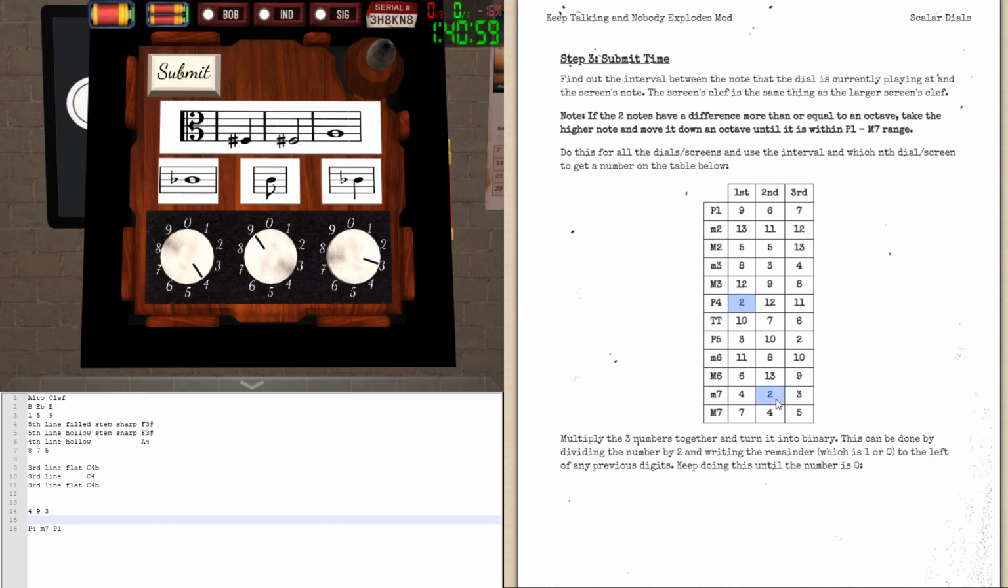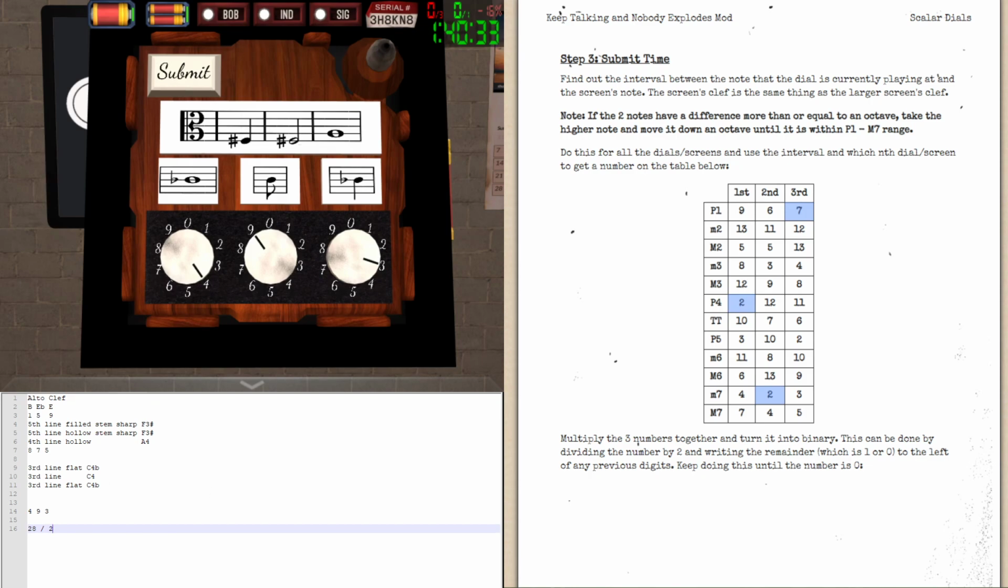Minor 7 is going to also be a 2 for the second one. And P1 is going to be a 7 for that one. And we're going to multiply all of these numbers. So 2 times 2 is going to be 4. 7 times 4 is going to be 28. All right, then we need to convert this into binary.